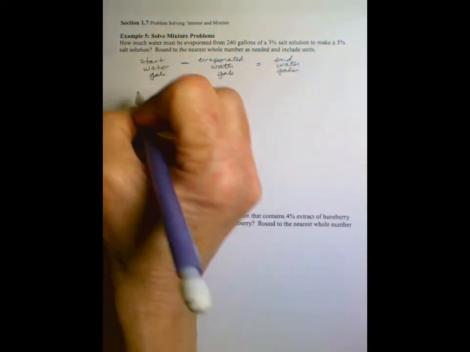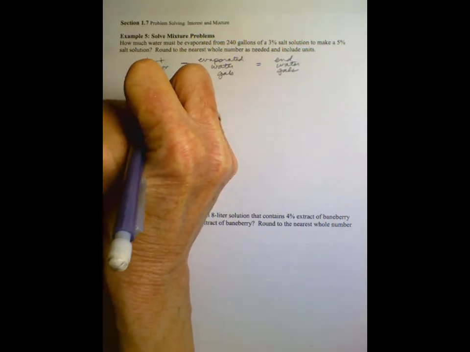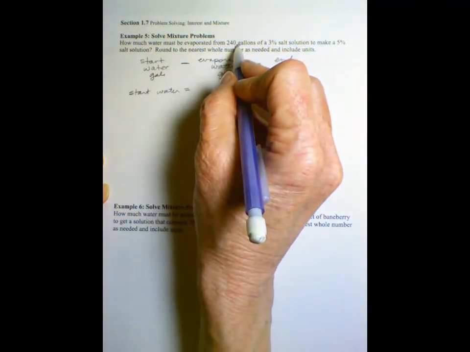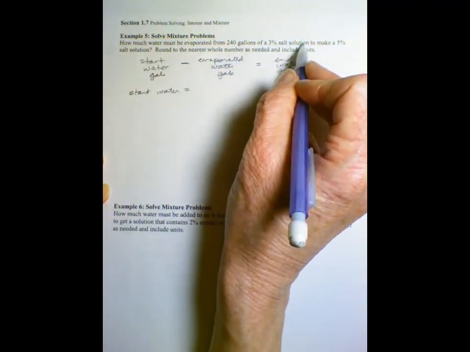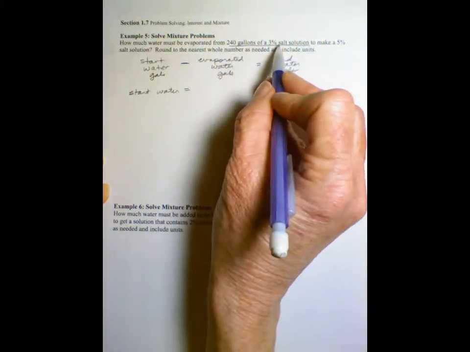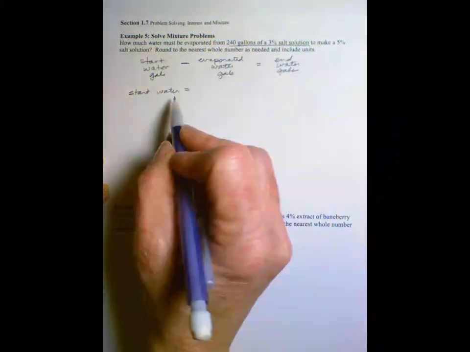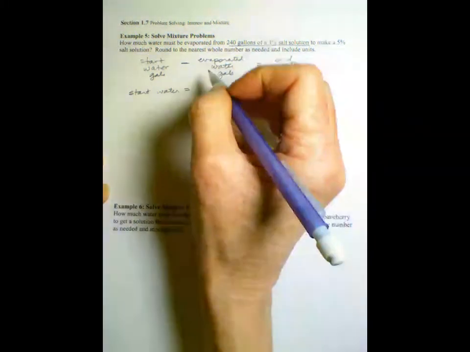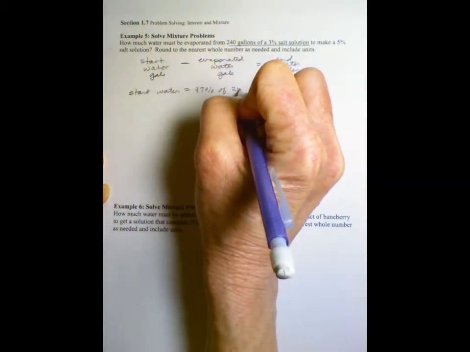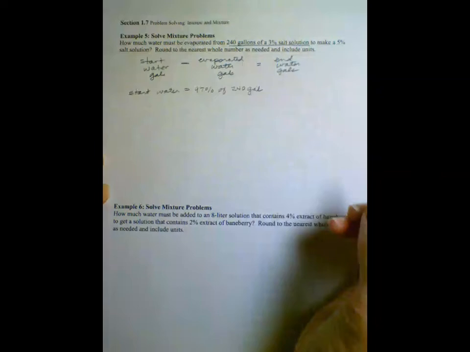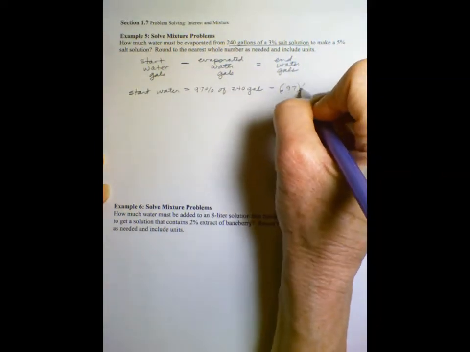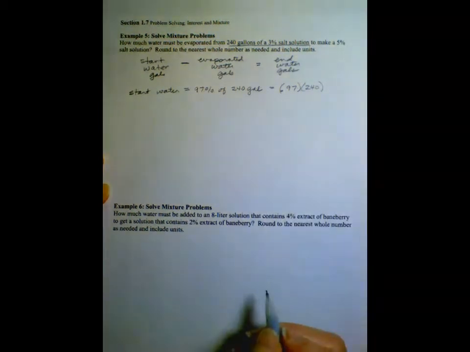So let's explore these. How much water are we starting with? Start water. What do they tell us? We have 240 gallons of a 3% salt solution. That's what we're starting with. Well, what does that mean? That means of the 240 gallons, 3% of it is salt. So what percent of it is water? Right, 97% of 240 gallons is our water. Or in other words, 0.97 times 240, that's how much water we're starting with.